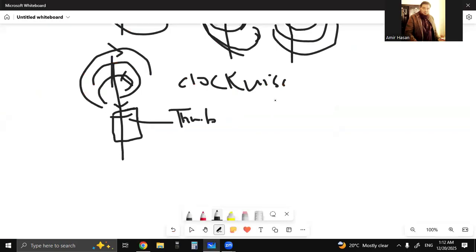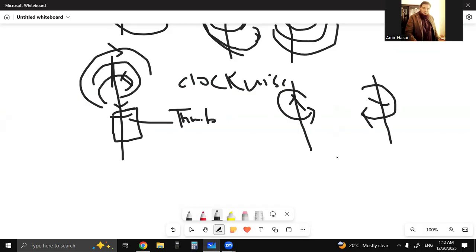It means when current is moving in a coil, a magnetic field is produced. It may be anti-clockwise or it may be in the clockwise direction. Now, it means there is a relation between current and magnetism. When current is moving inside a coil, it is producing a magnetic field.